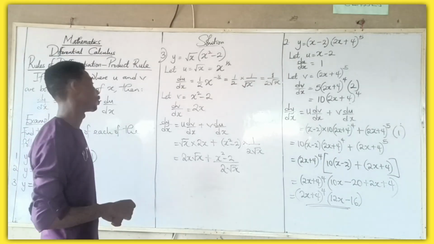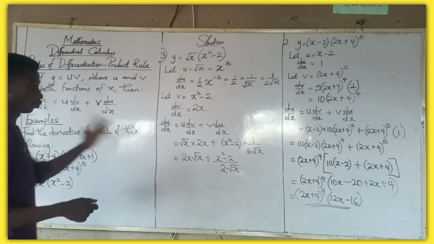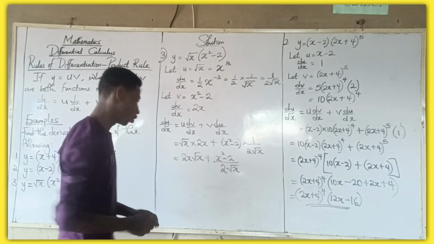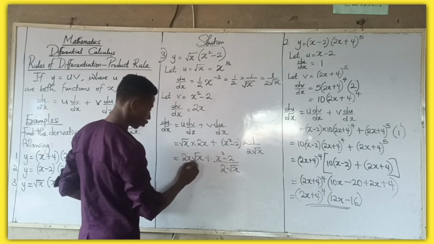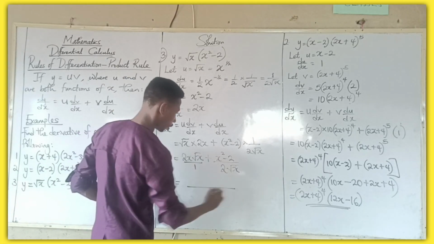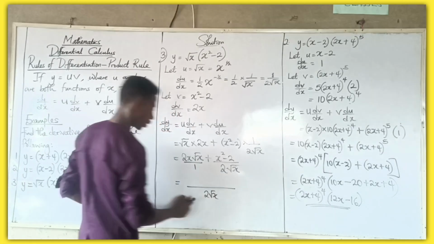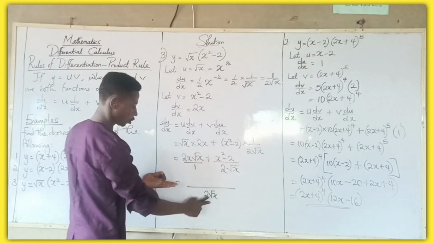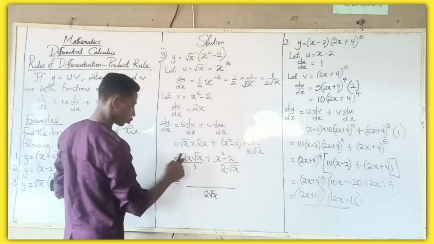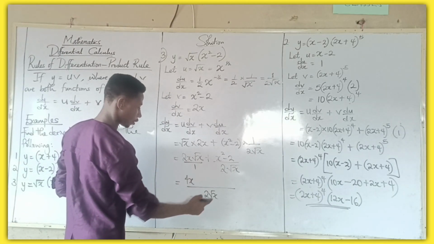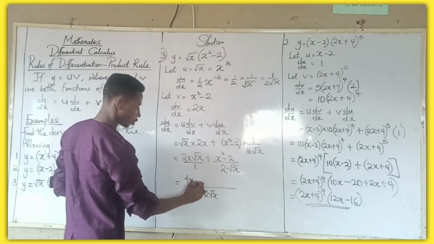That's one beautiful thing about calculus when it's product and chain. You can leave the answer here. If I say I should continue further, I can say okay, the LCM is 2 root x. This in this is 2 root x. 2 root x times this, 2 times 2 is 4. So we have 4x, so the x times x is also x.